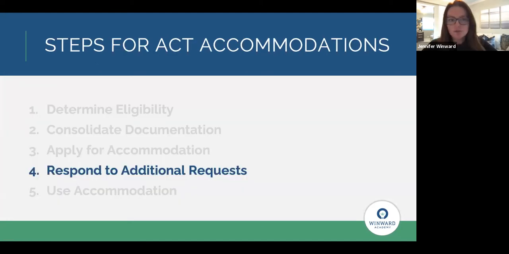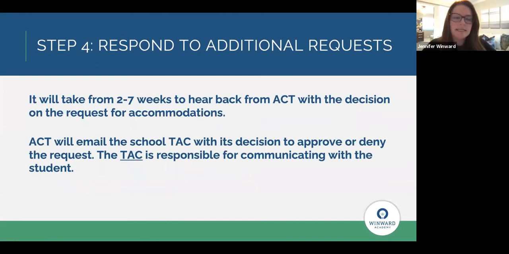So then what do you do, right? You're waiting. It typically takes about 2 to 7 weeks to hear back from ACT with a decision. I would say that with COVID and what we've seen in the past year, it's been closer to the 7-week mark versus the 2-week mark. So it's important for you to know that you really need to plan ahead.